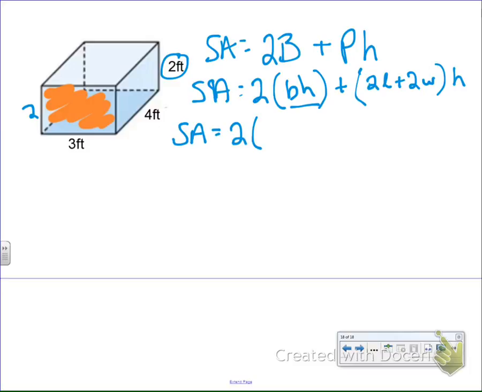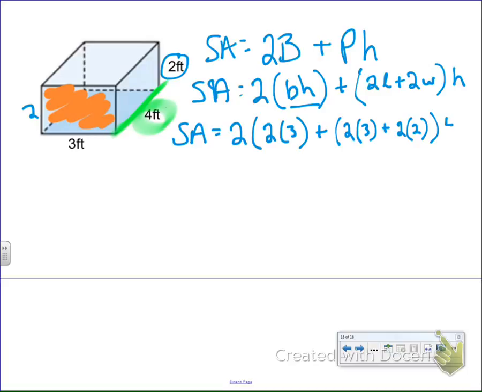I have 2, and I'm looking at, again, this rectangle that I have shaded in orange, and that's going to be 2 times 3, plus, now if I'm looking at the perimeter of the base, the same base, I need 2 times the length, which I'm going to call 2 times 3, plus 2 times the width, which I'm going to say is 2 times 2. And then I need to multiply it by the height. It's important to know here the height is the height of the prism. That's the distance that connects my 2 bases. So that's going to be a height of 4.